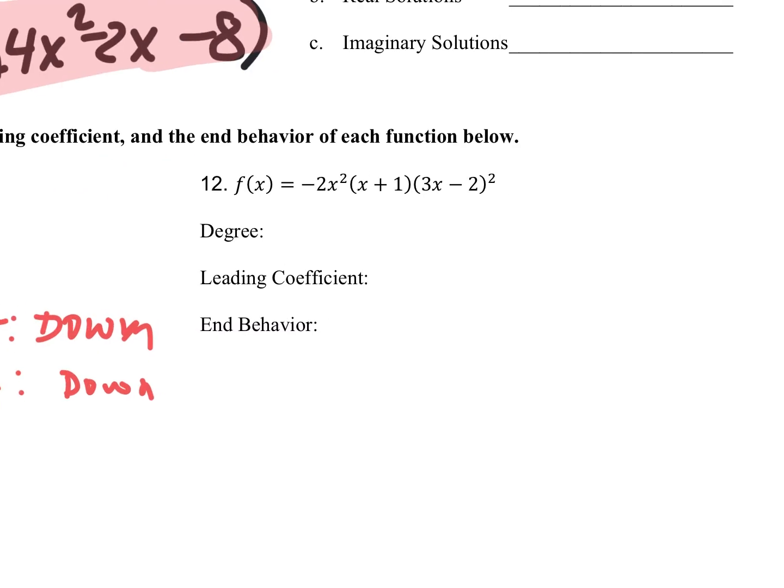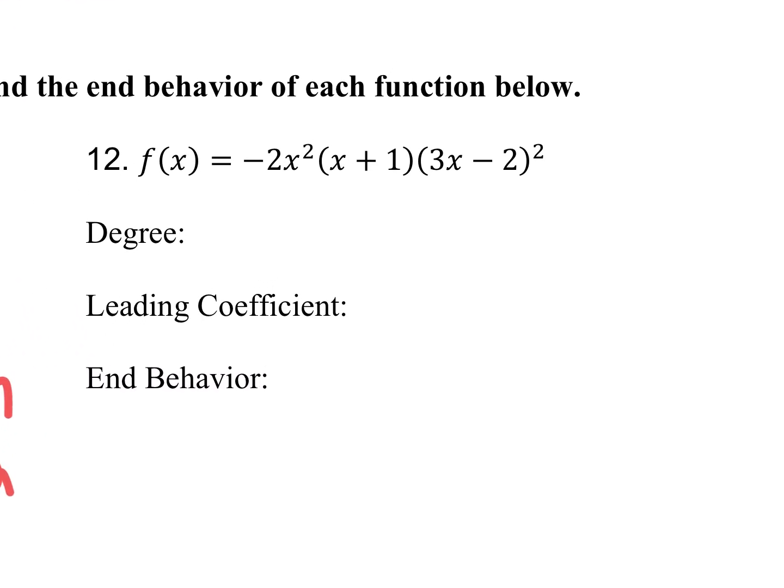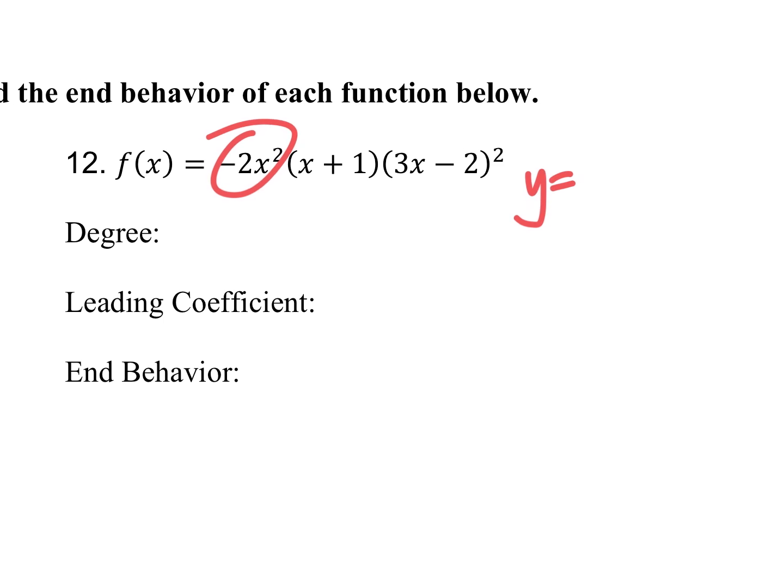Good. Okay, this one is really important that you know how to find the lead term, and it's not this. That's not the lead term. Take a second, figure out the lead term, because then that'll tell you the degree, the leading coefficient, and the end behavior. So find the lead term. Y equals, it's got a whole bunch of x's. It's not just x to the second. Do you agree the x part is x to the 5th?